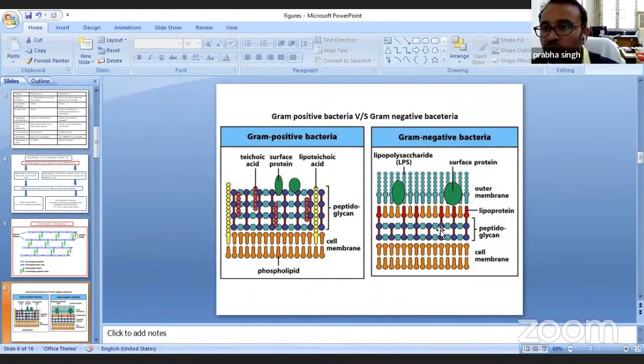So when you try to stain it with the counterstain, then you see red color, because it was not stained with crystal violet. Okay? So this is the basic difference between gram-positive bacteria and gram-negative bacteria with respect to cell wall. That means because of the chemical composition, the presence of different types of protein, and different types of components, they respond differently to the gram stain.